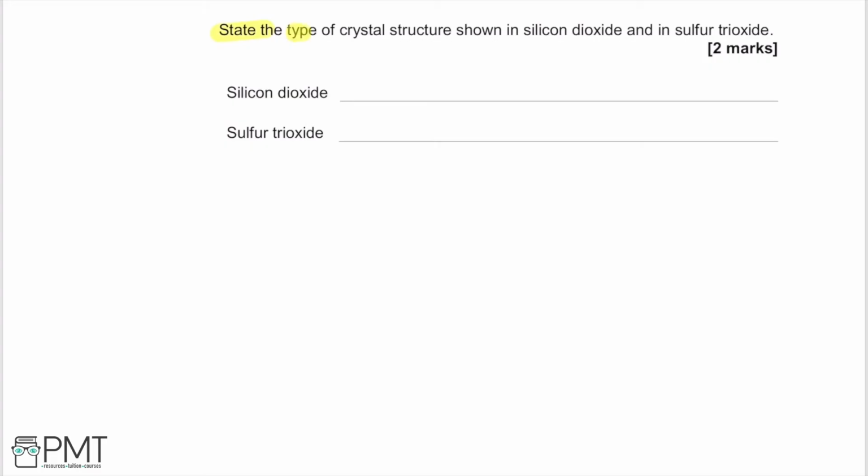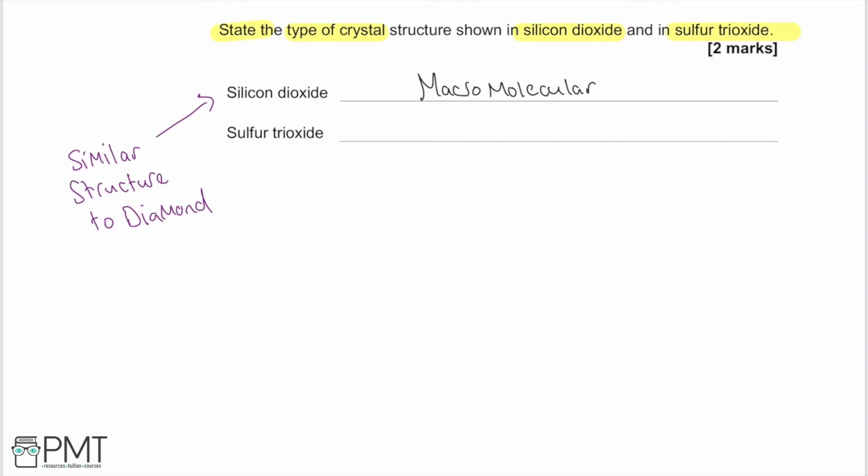Now we are asked to state the type of crystal structure shown in silicon dioxide and in sulfur trioxide. If we go back to GCSE, we know that SiO2 structure is like diamond and thus must be macromolecular. And if we break down SO3, we have two nonmetals, which we know is covalent bonding, so the structure must just be molecular.